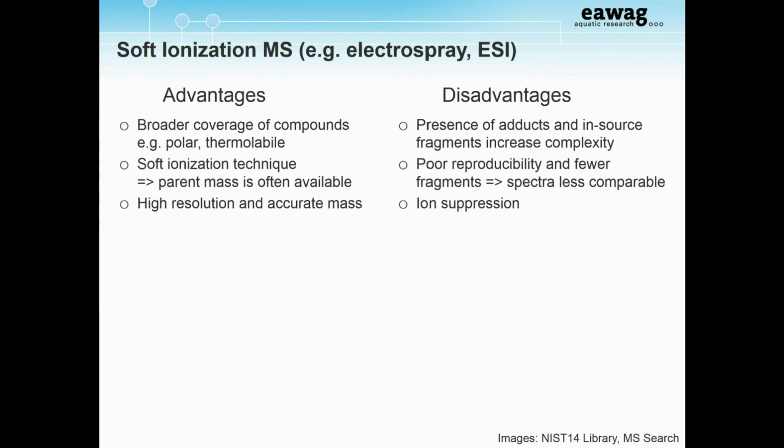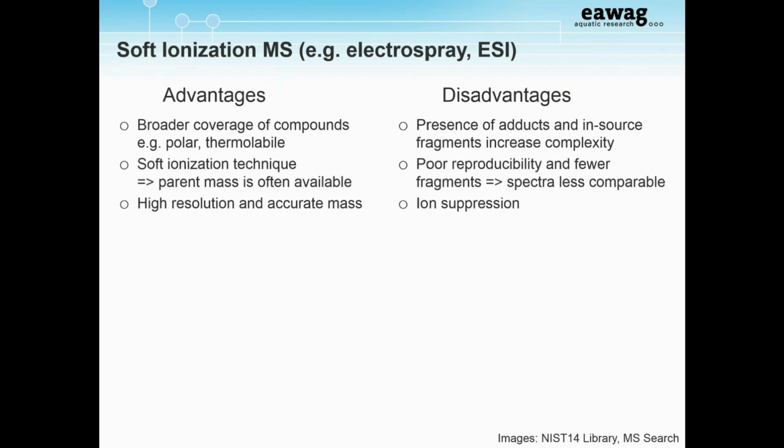Because it's a soft ionization technique, the parent mass is often available, and these are now often available at high resolution and very accurate mass. So this helps a lot in identifying the mass of your parent. But we have the disadvantage of getting a lot of adducts and in-source fragments that increase the complexity of the spectral interpretation. Compared with EIMS, there's much poorer reproducibility and fewer fragments. This makes the spectra less comparable, and it also gives you less information with the spectrum. We'll get back to this a bit later.